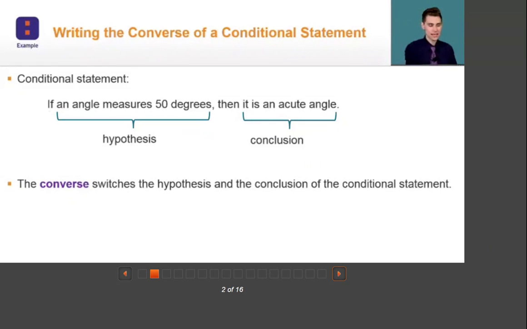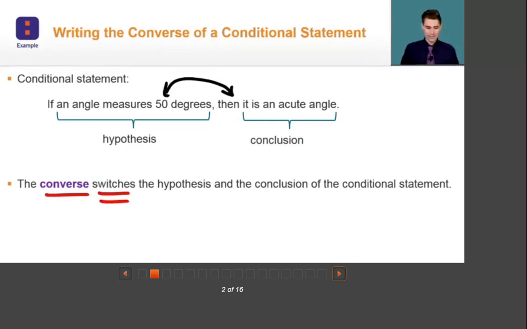Let's take a look at this conditional statement. If an angle measures 50 degrees, then it is an acute angle. Now notice that this statement has a hypothesis and a conclusion. Now we're going to take a look at the converse. The converse switches the hypothesis and the conclusion of the conditional statement. So instead, the conclusion is going to come first and the hypothesis will come second. Now, if we're using sentences, we may need to change some grammatical structures, but the ideas are switched.